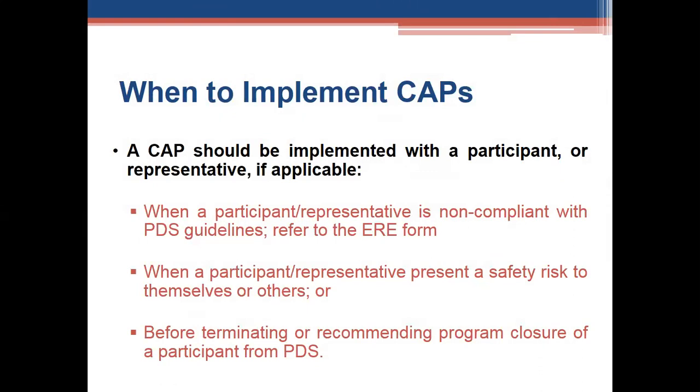The second is when a participant, representative, employee, or family member presents a safety risk to the participant or others. Examples of this may be threatening or intimidating behaviors. Third, before terminating or recommending termination of a participant from PDS. An example of this could be if a mother prevents the service advisor from entering the home to do a home visit. This is not required, however, it will help build a case if it escalates to that situation.